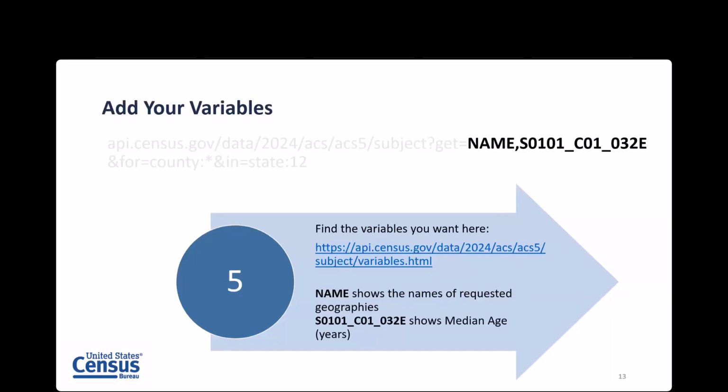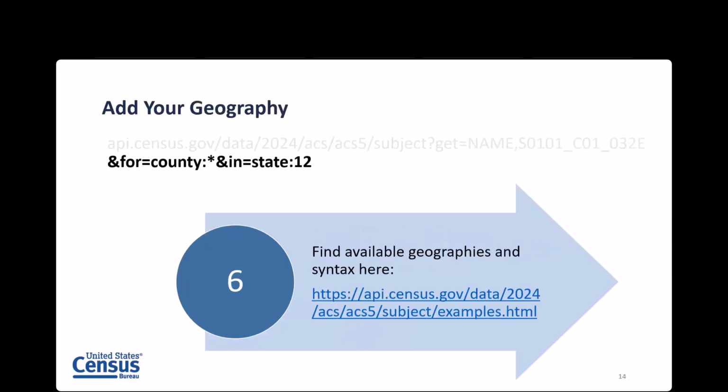And then we have variable S0101_C01_032E, which in this case is showing the median age in years. And then lastly, we have our geography. In this case, we're saying I want to see all counties in the state that has a state FIPS code of 12. The reason I know that we're looking at all counties is by that small asterisk that you see there. So that asterisk you might also hear referred to as a wildcard in the API.